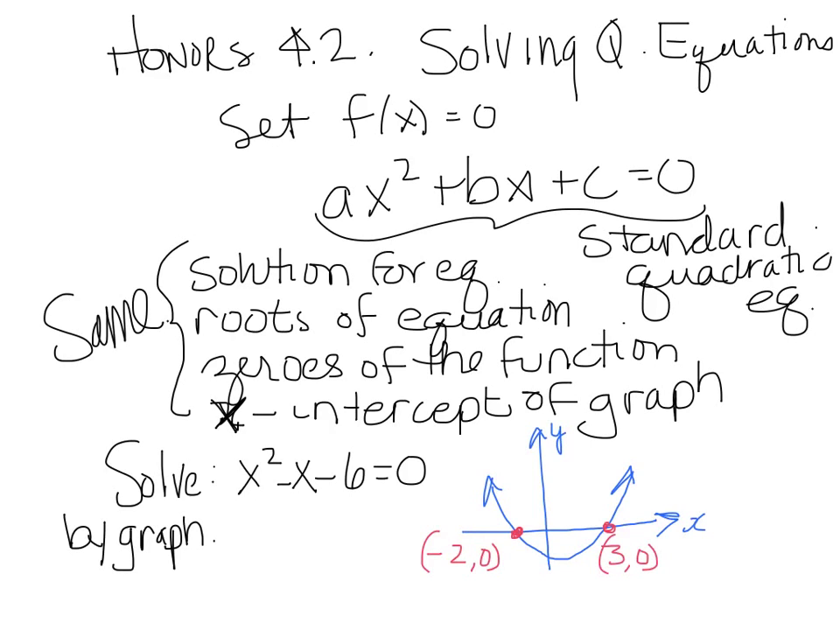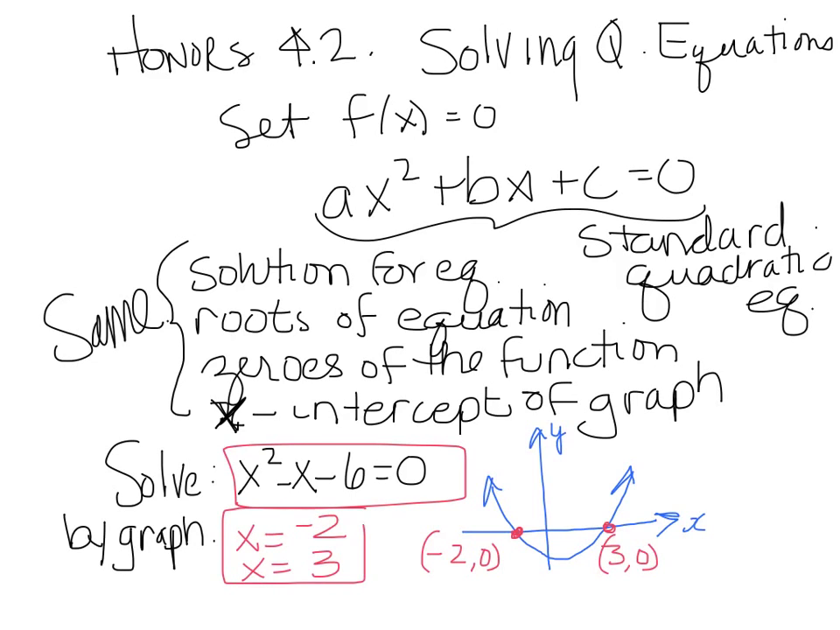Those are solutions for this equation that we talked about here. They are roots of that equation, and they are zeros of the function. So my answer would be x equals, because we give solutions as x equals, -2 and x equals 3 are my solutions. Those are my two solutions for this one quadratic equation. Alright, let's try another one.